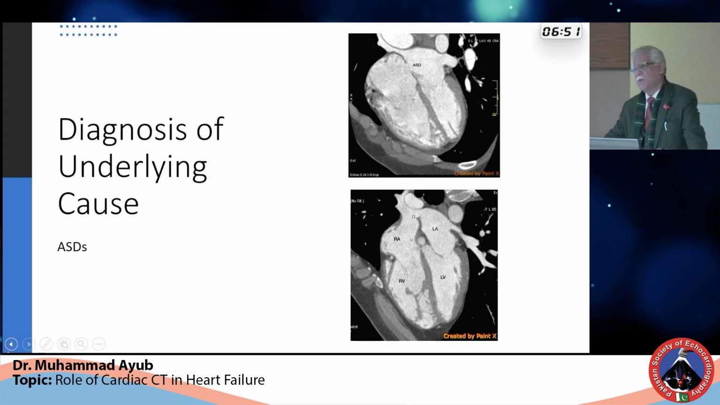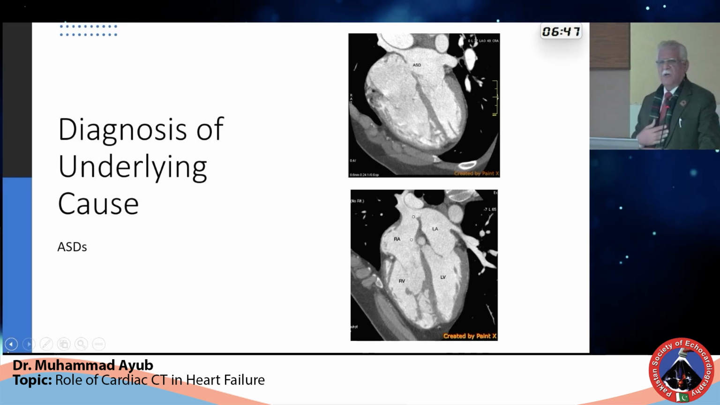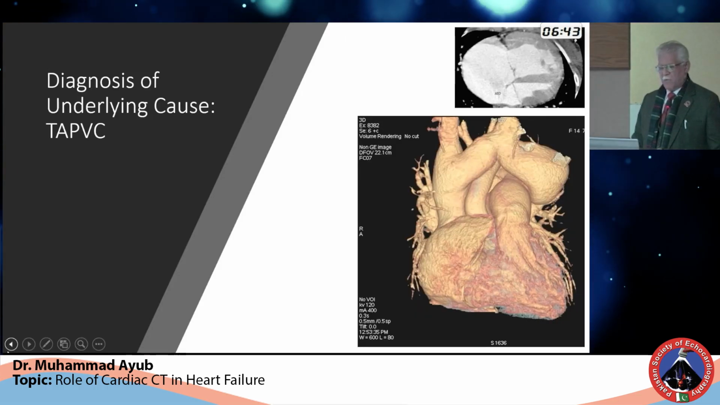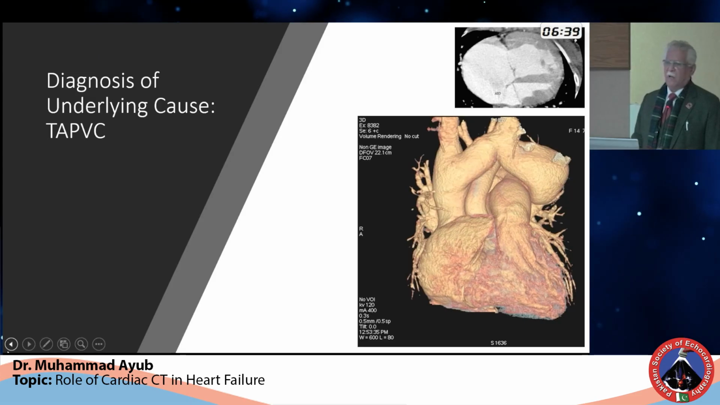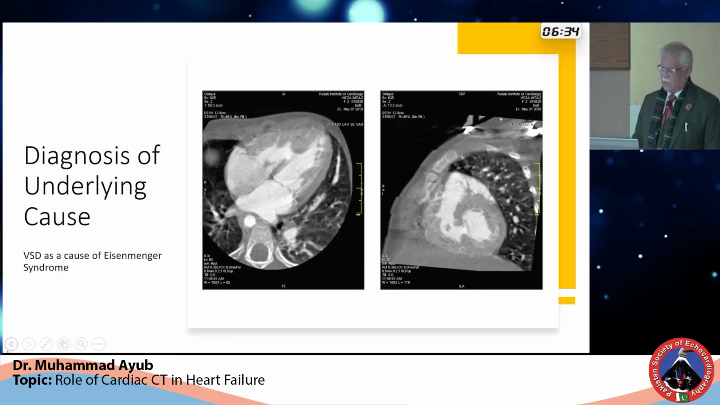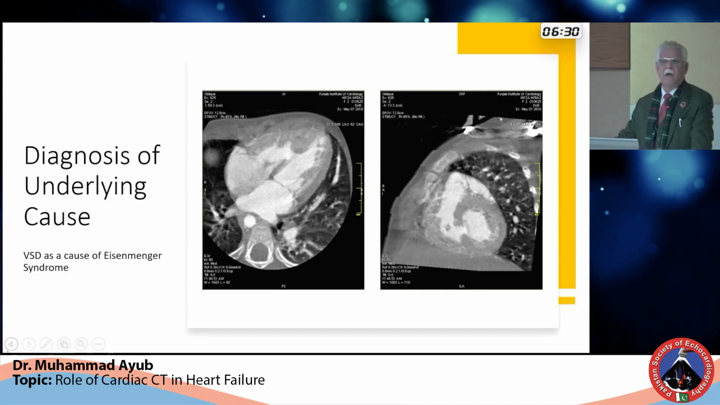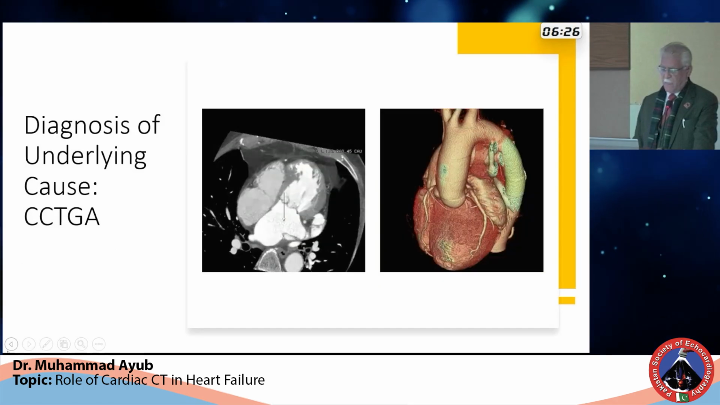Similarly, patients with congenital heart disease like ASDs presenting with right-sided heart failure can be diagnosed with cardiac CT. Patients with anomalous pulmonary veins presenting with right-sided hypertension and heart failure can be diagnosed with cardiac CT. Patients with VSDs presenting with Eisenmenger complex can be diagnosed with cardiac CT.